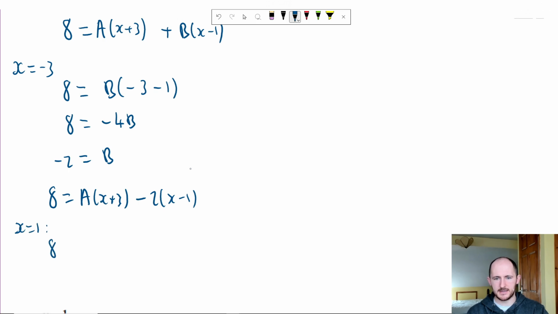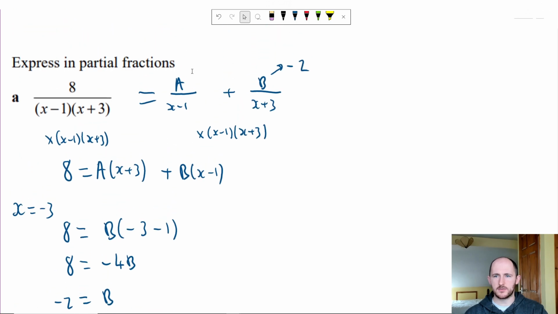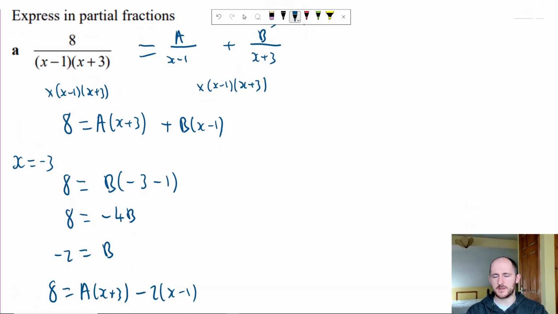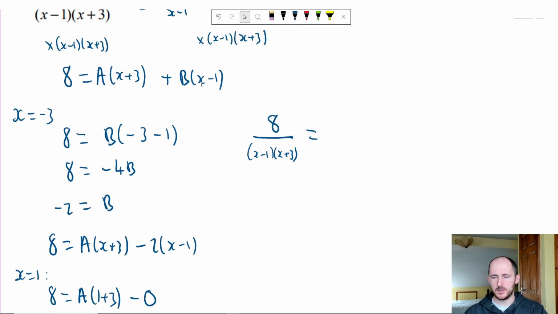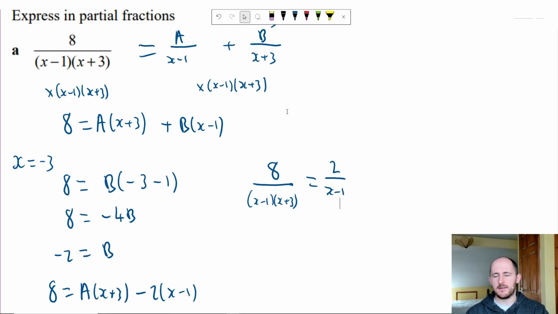What happens? We have 8 equals a, 1 plus 3, and then 0 on the end. So that means 8 is equal to 4a, which means a is equal to 2. So if we were to write out this expression in terms of partial fractions, this is what your final statement would be. It would be 8 over x minus 1, x plus 3 equals a, which is 2, over x minus 1.